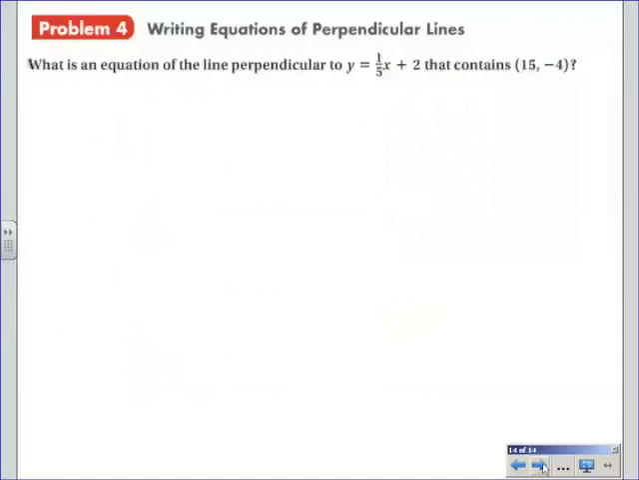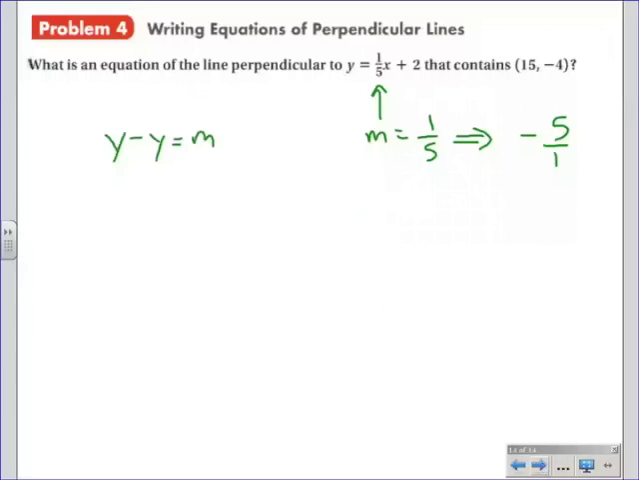So now we're going to write the equation of a line perpendicular to this line here. So my slope of my original line is 1/5. The opposite reciprocal of 1/5 is going to be -5. Technically -5 over 1, but we could just think about it as -5. The slope of our perpendicular line will be -5 because that's the opposite reciprocal of our original slope.